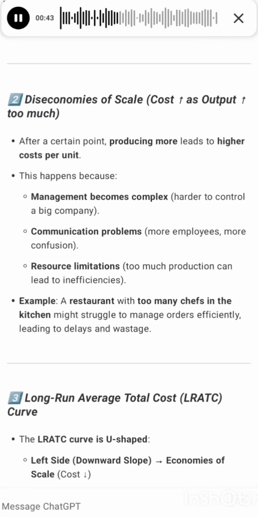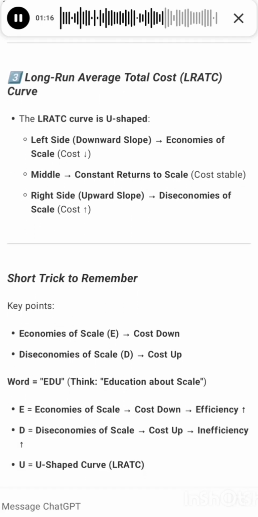2. Diseconomies of scale, cost up as output goes too high. After a certain point, producing more leads to higher costs per unit. This happens because management becomes complex, and it is harder to control a big company. Communication problems, more employees, more confusion. Resource limitations, too much production can lead to inefficiencies. Example, a restaurant with too many chefs in the kitchen might struggle to manage orders efficiently, leading to delays and wastage.